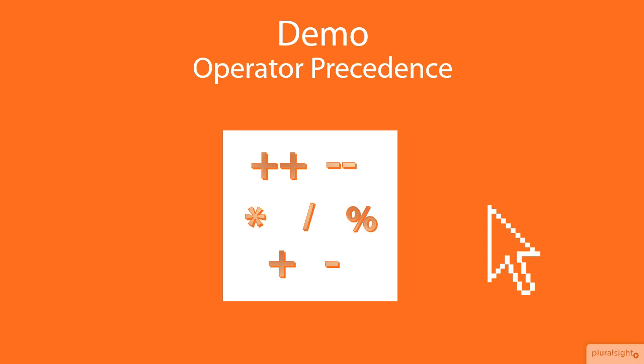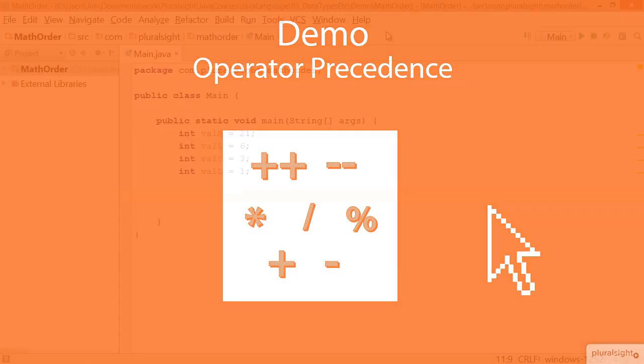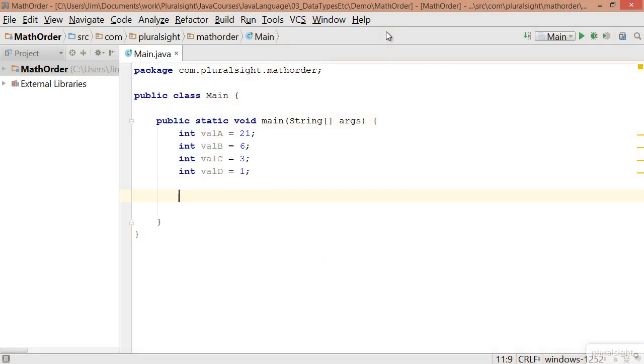To get a better sense of how operator precedence works, let's take a look at some code. We have a simple program here with 4 variables declared at the top. What we want to do is set up some math operations and see how the order of precedence affects the result we get.